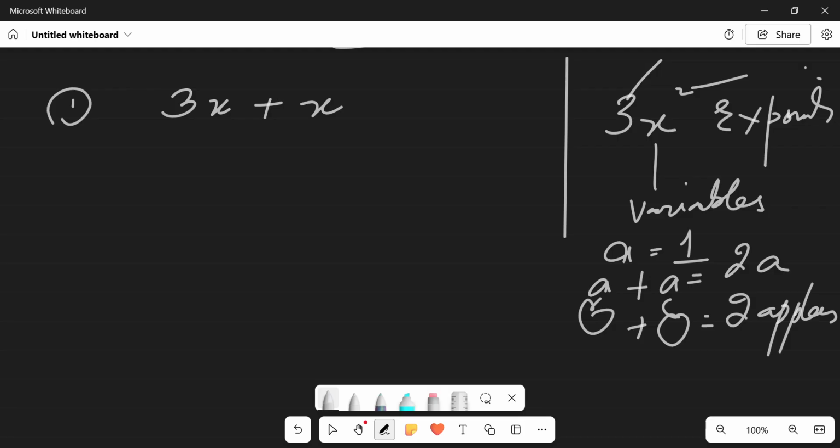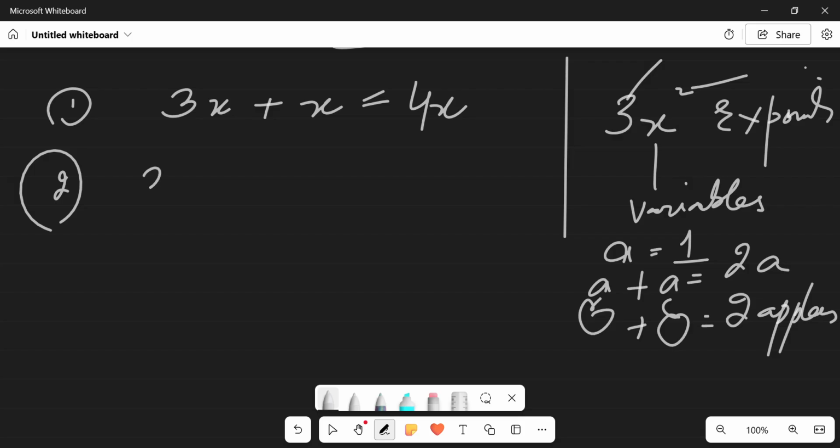So here in this question, it's very easy. x means 1x. The 1 is hidden over here. We are not supposed to write the 1 because x itself means 1x. So I'm erasing it here. And the answer is 3x plus x gives you 4x. That's it. Okay.